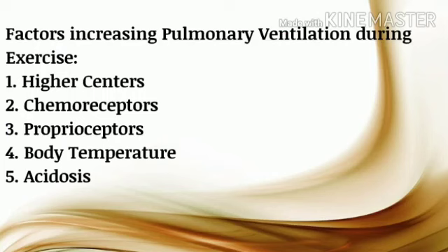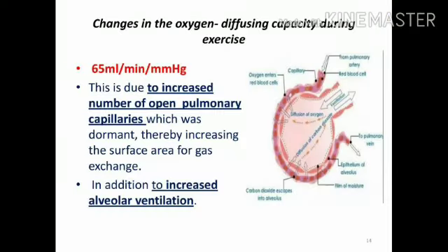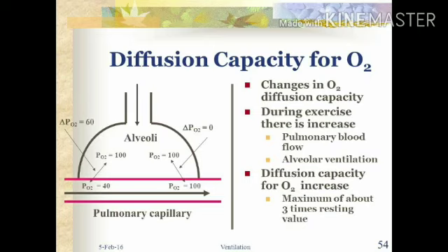Factors increasing pulmonary ventilation during exercise: number 1, higher centers; number 2, chemoreceptor; number 3, proprioceptor; number 4, body temperature; number 5, acidosis. Next, effect on diffusing capacity for oxygen. Diffusing capacity for oxygen is about 21 ml per minute at resting condition. It rises to 45 to 50 ml per minute during moderate exercise because of increased blood flow through pulmonary capillaries.